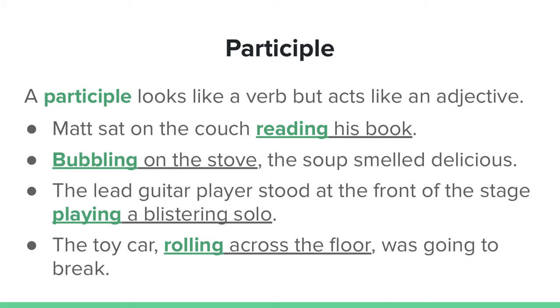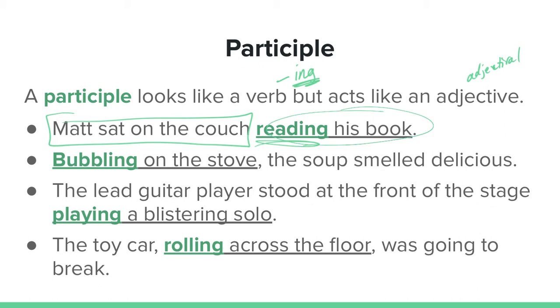A participle looks like a verb. In particular, it looks like an ing verb, but it acts like an adjective, which is why it would be an adjectival phrase. So, Matt sat on the couch. There's your base clause, right? But with an ing participle, we can add the adjectival step. Matt sat on the couch reading his book. So reading his book would be the adjectival step.